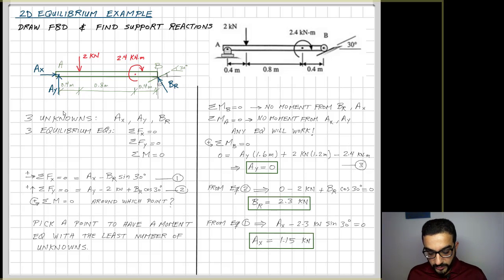So that's the end of this video. I got all the unknowns that I want, and I drew the free body diagram, so I satisfied the requirements of this problem.